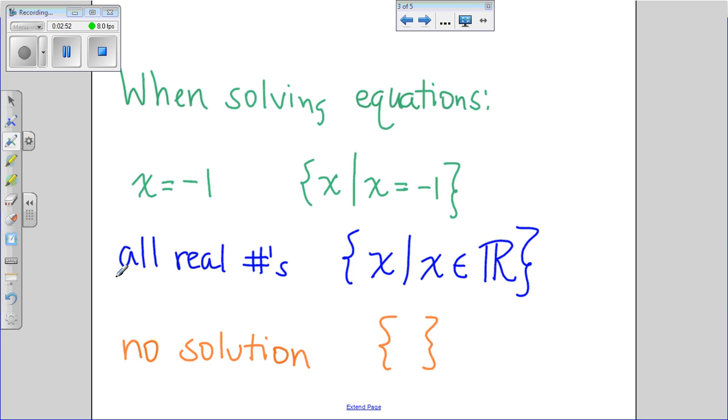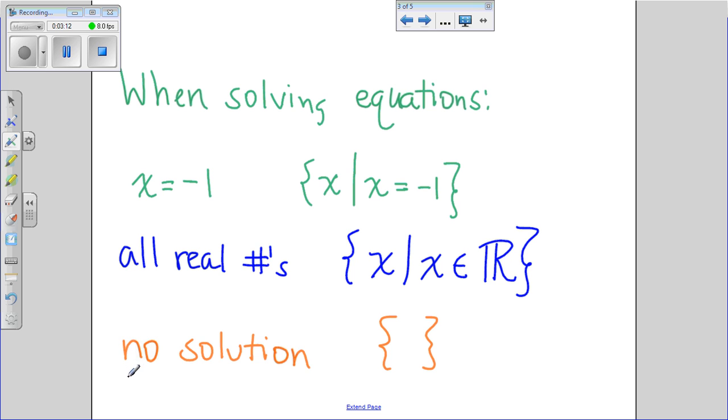Another possibility was that you could get all real numbers. And some of you were already writing set builder notation, which looks like this. We would start with our curly bracket, then all x such that x is a member of the real numbers. So this is how we could write our answer to an all real numbers problem.